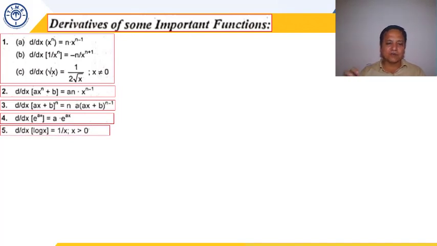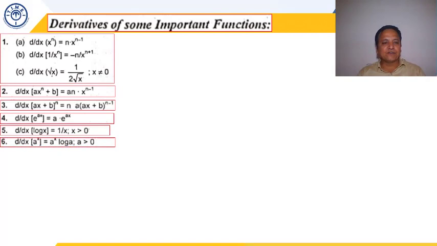Differentiation of log x is 1 by x, provided x should not be equal to 0. Differentiation of a to the power x is a to the power x into log a, where a should be greater than 0. So differentiation of a to the power x is a to the power x into log a.